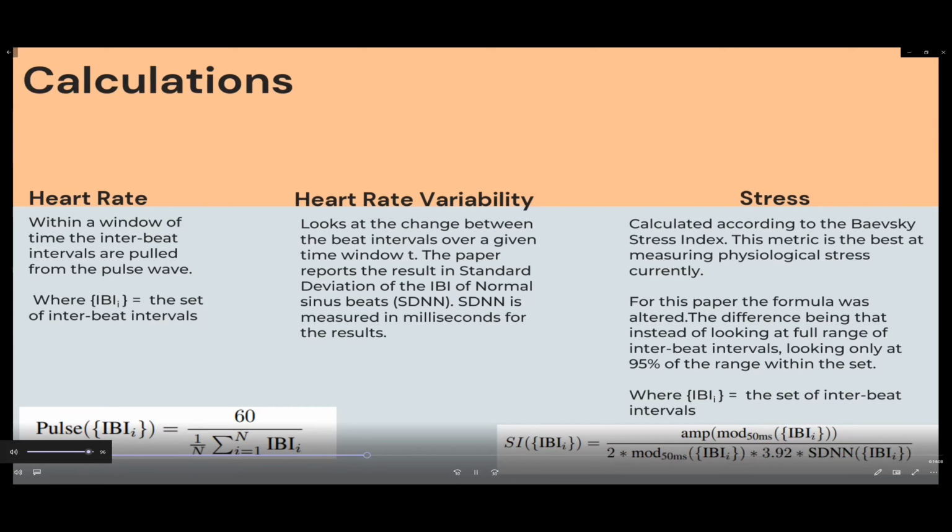However, they found out in practice through evaluation, it's actually better to only look at 95% of the range within the set of all the intervals, and therefore we're going to look at only 95% of the range instead of the full range, and that's what they did. And this was purely just to get better results out.